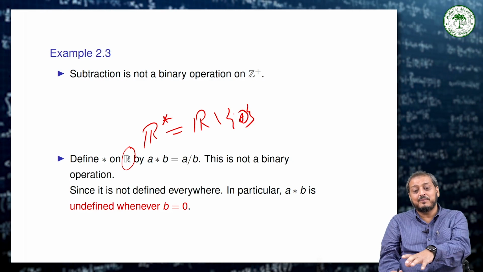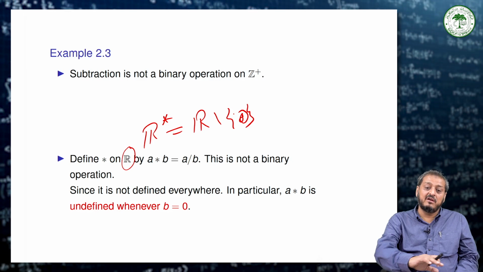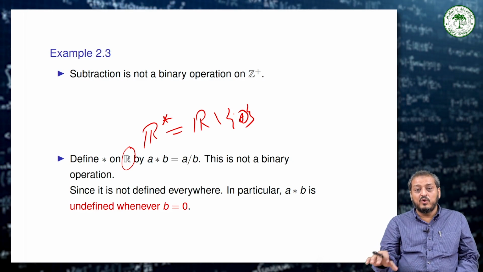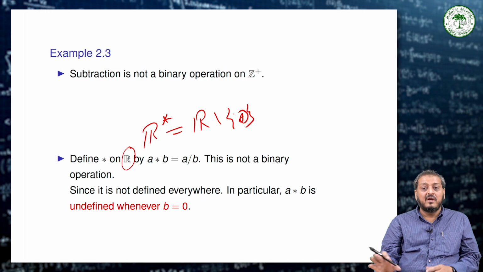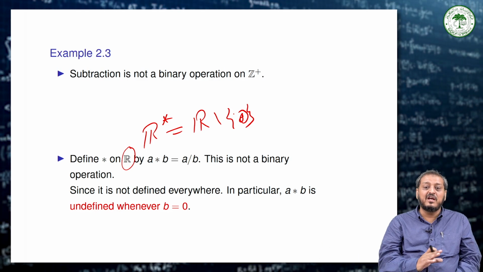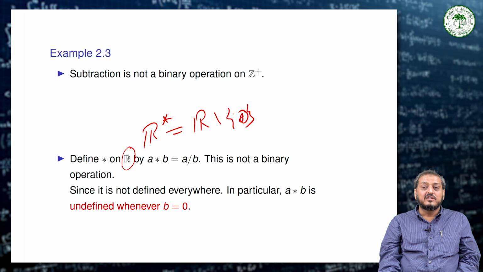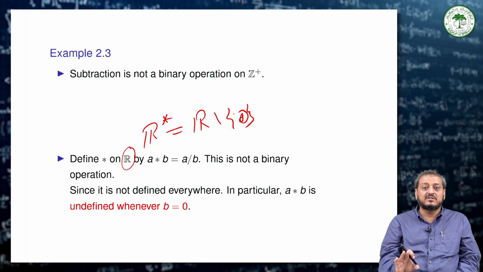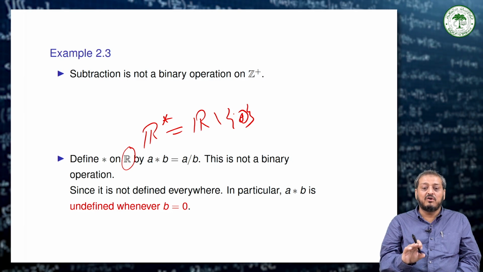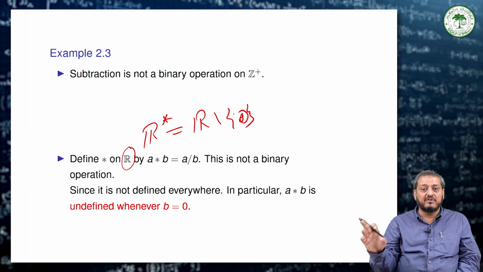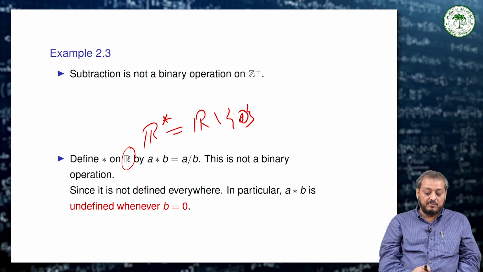So for R, this map is not a binary operation, but in place of R, we take the non-zero real numbers. That means except 0, this function is defined everywhere and closed everywhere. So we can say that this is clearly a binary operation, a * b = a divided by b, if a and b are non-zero real numbers.